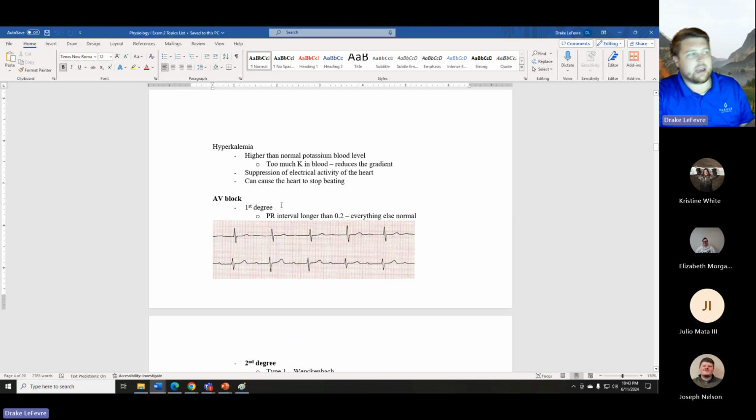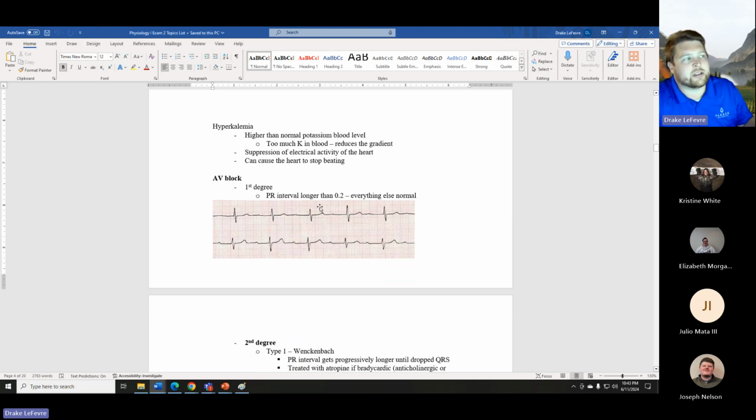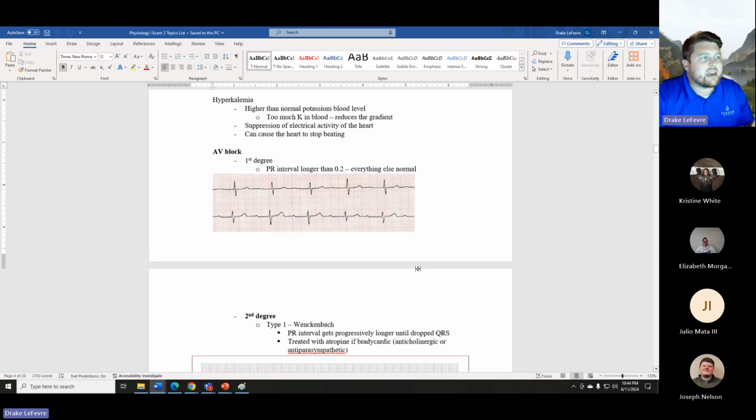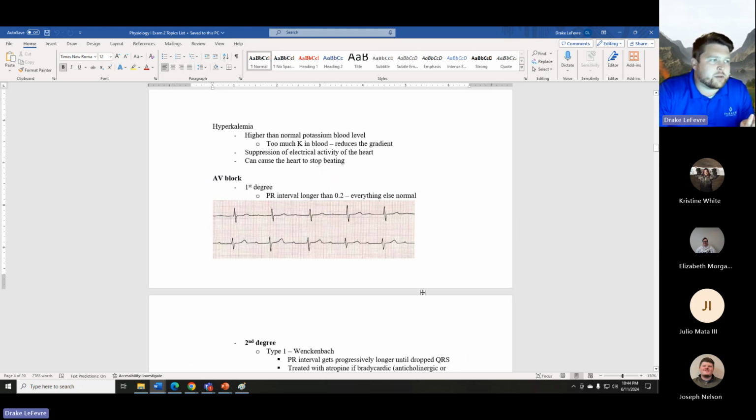What is AV block? Okay, so it's where the signal can't get through the AV node. If that happens, what are we going to have issues with? If the signal is blocked, there's a couple different types. If it's held longer than it's supposed to be, where do we see the AV node in the EKG? Okay, that's during, because atrial depolarization is the P wave, and then the purpose of the AV node and the AV bundle and bundle of His is to pause.